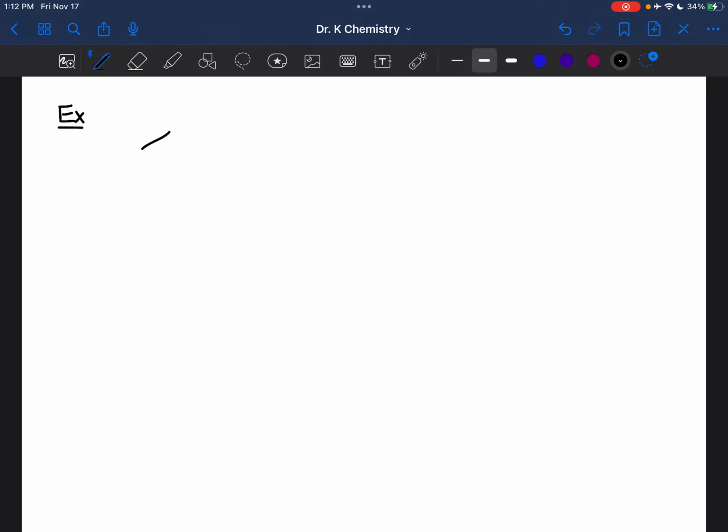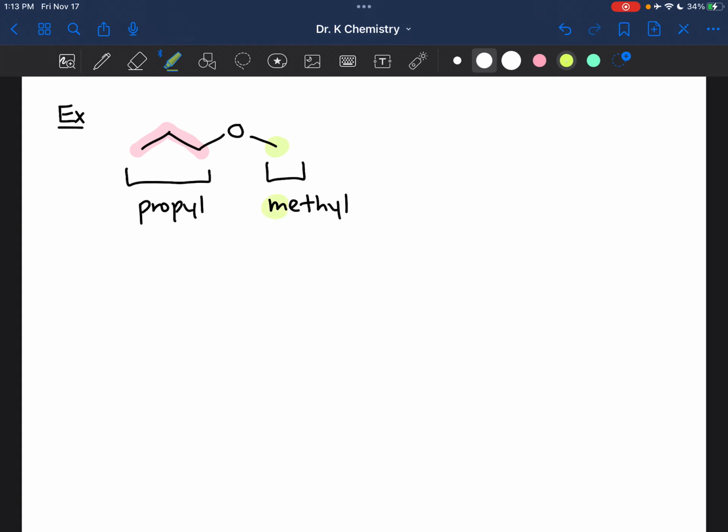Let's try another one. Okay. I'm going to identify the alkyl group on either side of the oxygen. The one on the left has 3 carbons. I will call that propyl. The one on the right has 1 carbon, which means that's methyl. And then all I have to do is list them in alphabetical order. Methyl will be alphabetized by M. Propyl will be alphabetized by P. Well, M is before P in the alphabet. So this will be methyl propyl ether. 3 words.